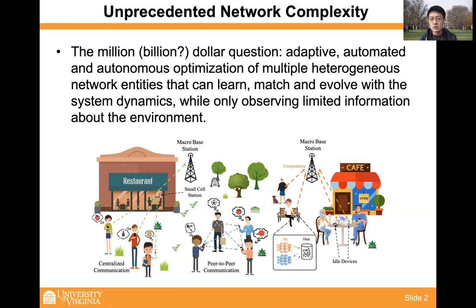So here I put one line of question. It's maybe a billion-dollar question. How can we actually have adaptive, automated, and autonomous optimization of multiple, not single, heterogeneous network entities that can learn, match, and evolve with the system dynamics while only observing very limited information about the environment? This is the main theme of this entire tutorial, and this is also why we believe online learning is the right tool. That is the tool that should be known by every wireless engineer nowadays.